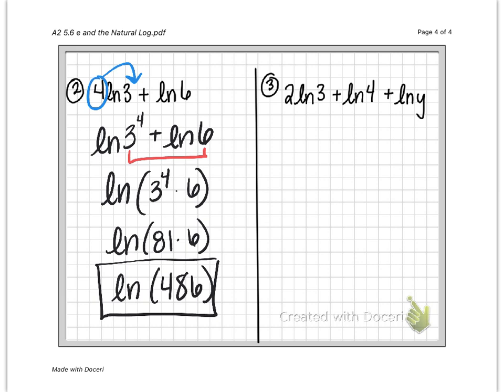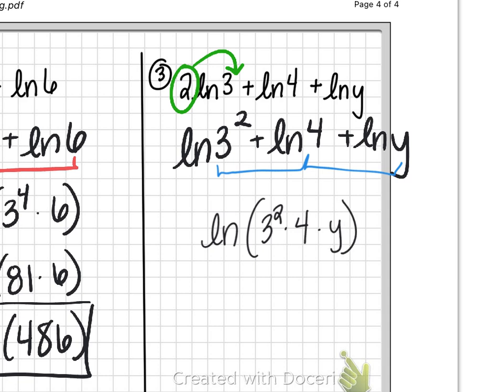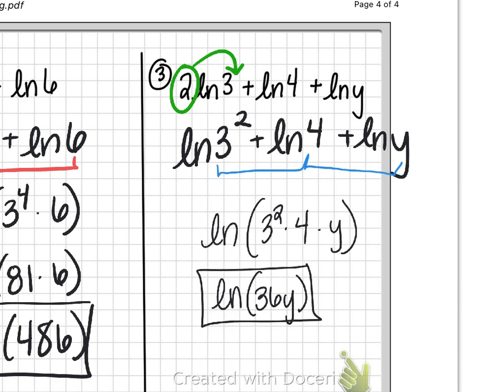Okay, number 3, first step, move this exponent here. So we get natural log 3 squared plus natural log 4 plus natural log y. Okay, all of these are addition, meaning what are we going to do with all of the arguments? Multiply. Natural log of 3 squared times 4 times y. So we put it all into one argument and then simplify. Natural log 3 squared is 9 times 4 is 36y. And that is our most condensed version.